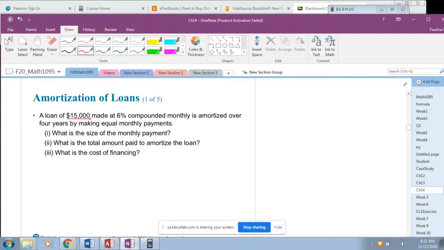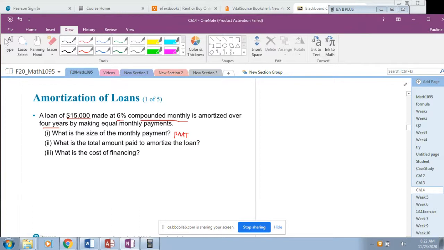A loan of 15,000 made at 6% compounded monthly is amortized over 4 years by making equal monthly payments. What is the size of the monthly payment? So what is the PMT? What is the total amount paid to amortize the loan? And what is the cost of financing? Okay, so this is the question.